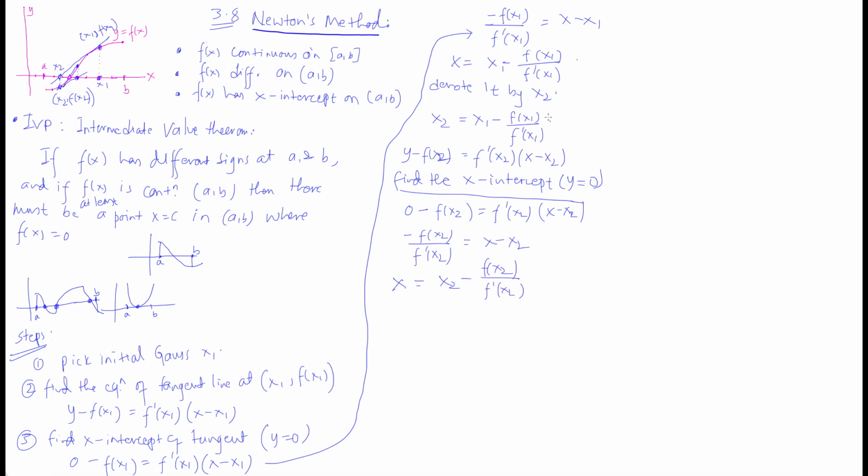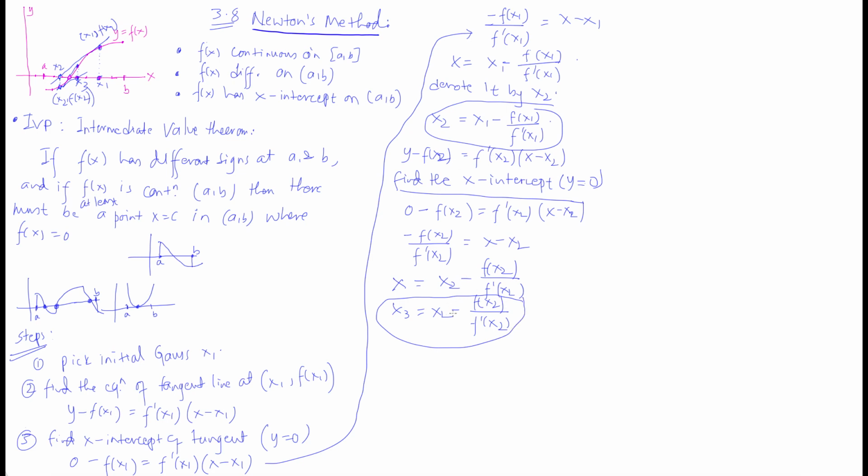Look at this. What is the similarity between this and that? Denote that x as x3. So basically x3 equals x2 minus f of x2 over f prime of x2. You see that? So basically this is x3.